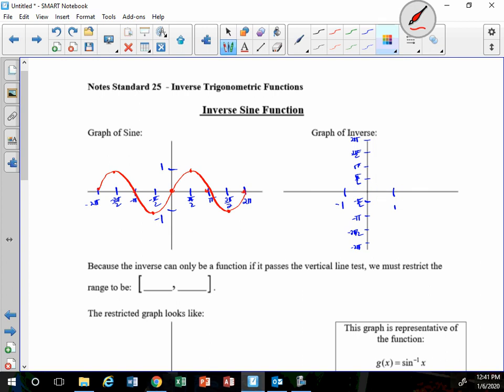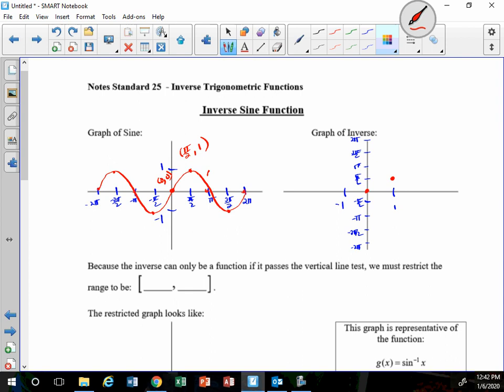Alright guys, let's think about our points now. So this first one in the center here is 0, 0. So if I switch x and y, it's still 0, 0, right? Okay. Next point over, I've got pi over 2, 1. So what am I going to plot on the inverse? 1. Exactly, so over 1 up pi over 2.